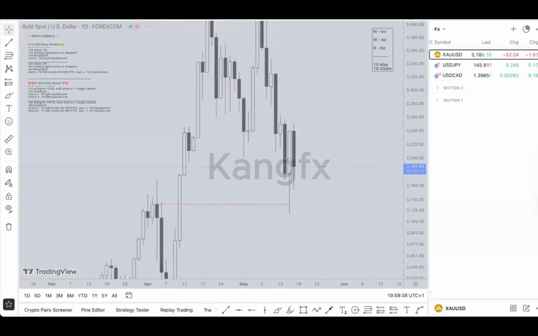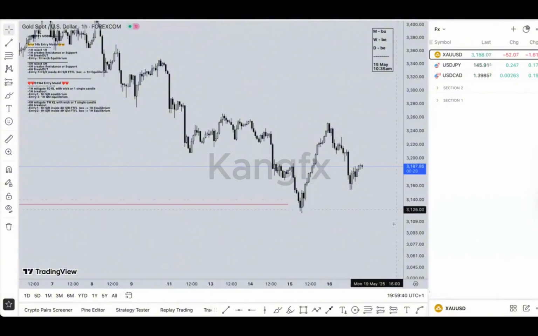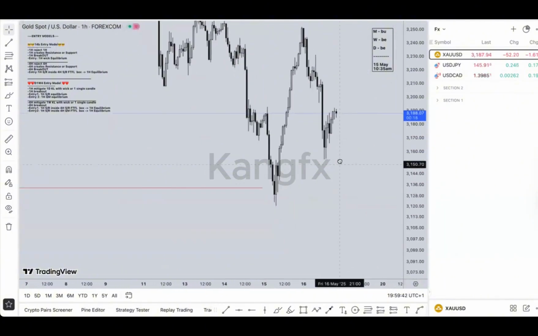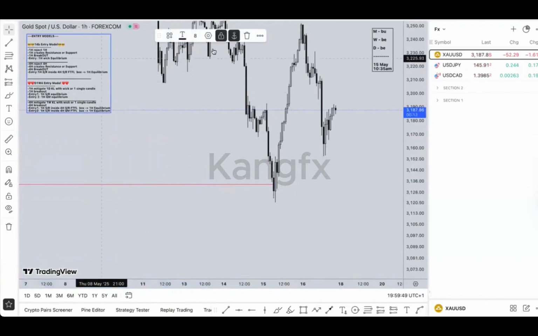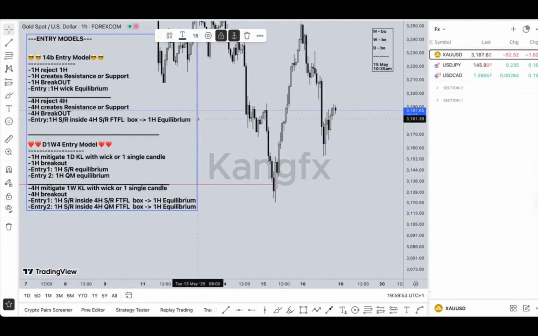Since it's on daily, I'm going to go on 1 hour to look for entries. As you can see, remember the rules for taking this trade. What is one of the rules? The rule is that there should not be more than one candle breaking this key level. And as you can see, it's just one candle that broke the key level on daily.